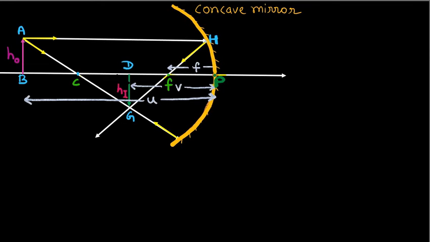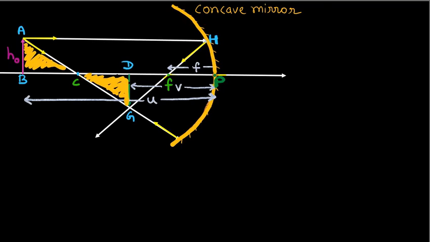Now consider the pair of similar triangles, triangle DCG and triangle ABC.